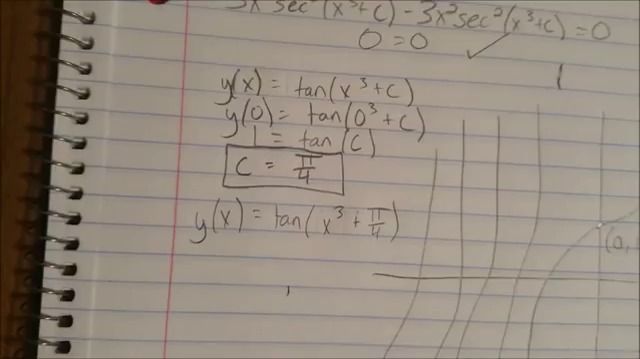So basically that's saying 1 is equal to the tangent of c, and by some basic unit circle knowledge and some trig, I got that c is equal to pi over 4. And so our particular solution here is y of x is equal to the tangent of x cubed plus pi over 4.